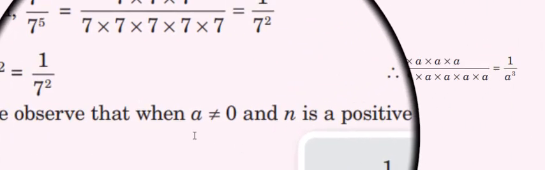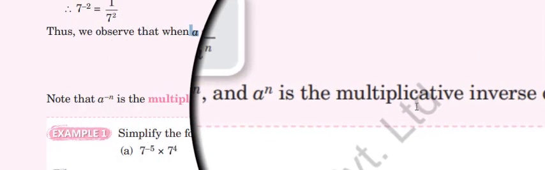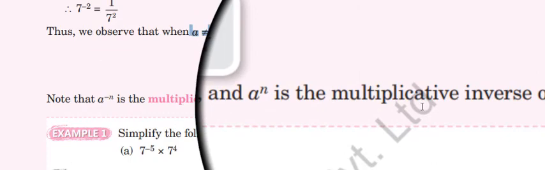So what we observe is that when a is not equal to 0 and n is a positive integer, we can say that a raised to the power of minus n equals to 1 upon a raised to the power of n. So again this thing you need to write it down in your copy, and we can say that a raised to the power of n is a multiplicative inverse of a raised to the power of minus n, and vice versa also, that is a raised to the power of minus n is also the multiplicative inverse of a raised to the power of n.